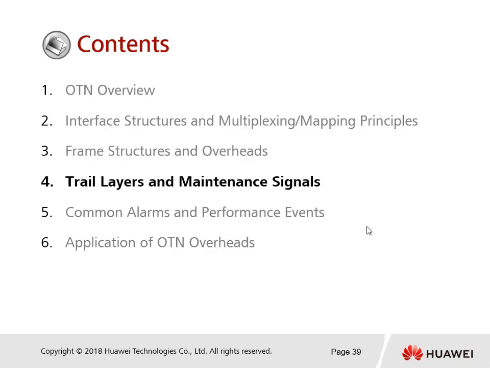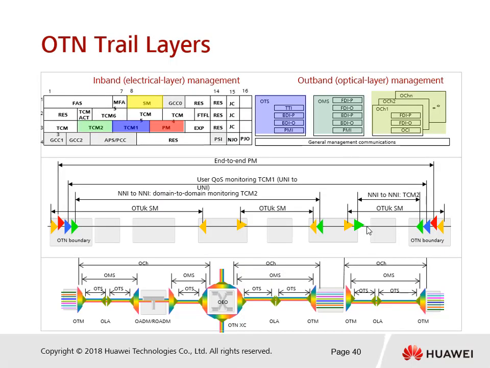For chapter 4, we'll introduce the trail layers, including the optical layer and electric layer. And another part will introduce the maintenance signals used in the OTN. So first, let's look at the OTN trail layers.